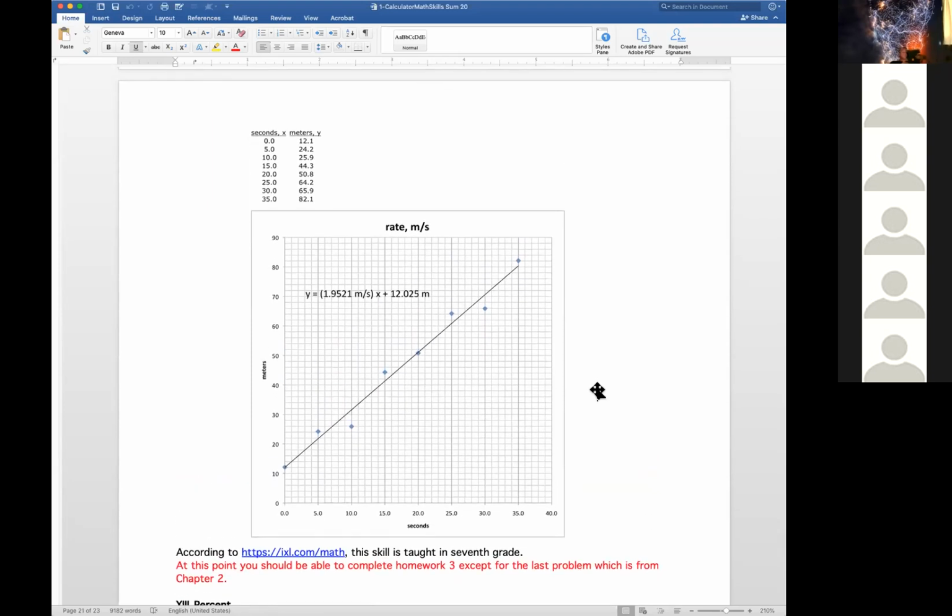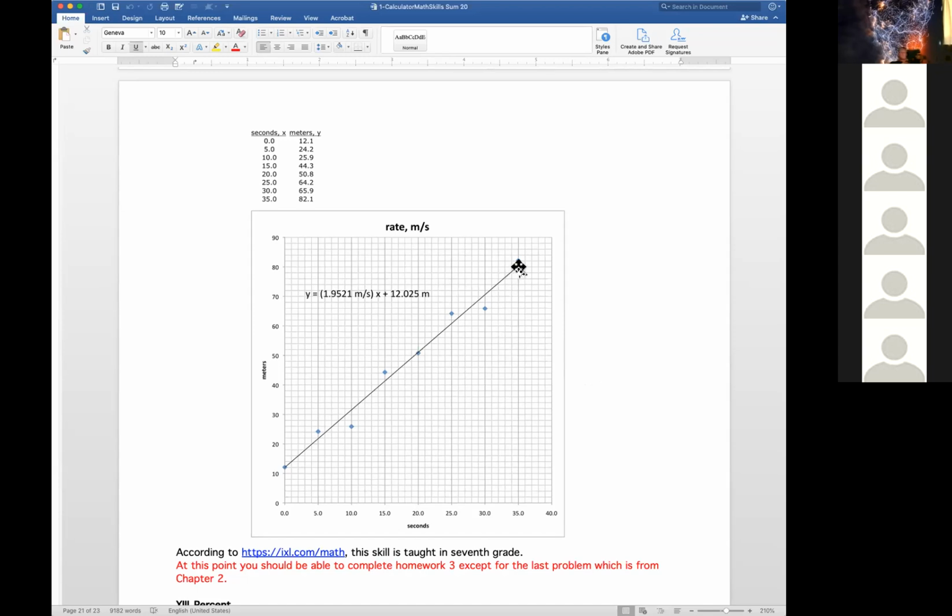Okay, so any questions so far? Excuse me. How to get the slope? I can choose any of the different points, right? Any 2 points on the line, right?